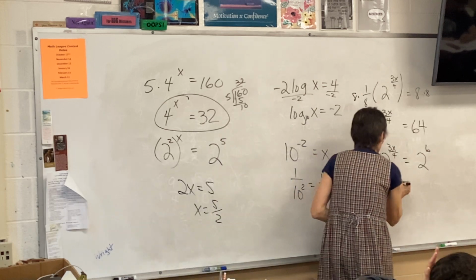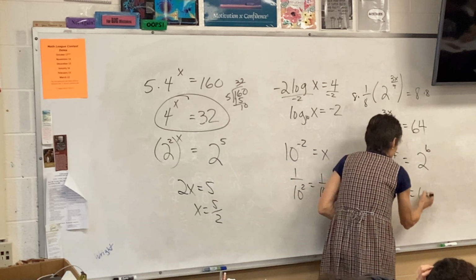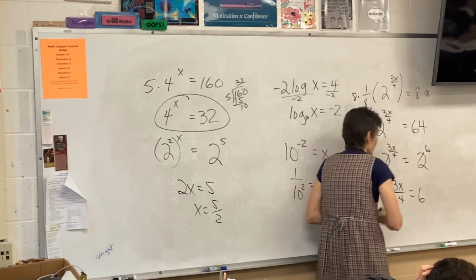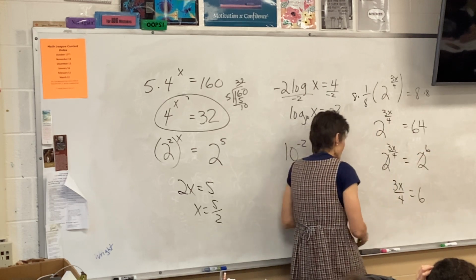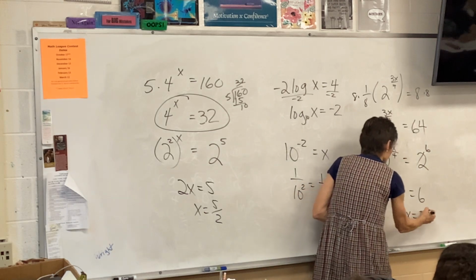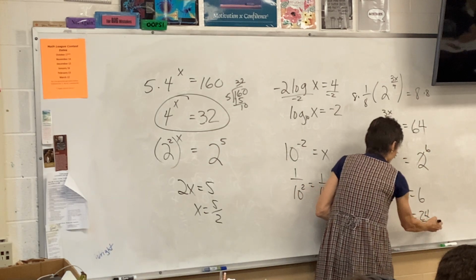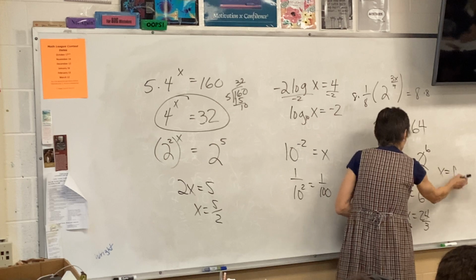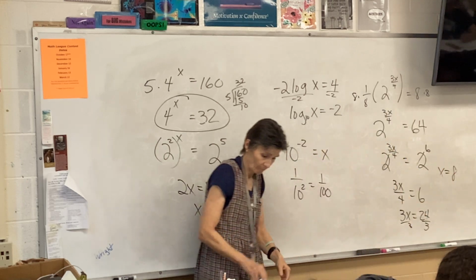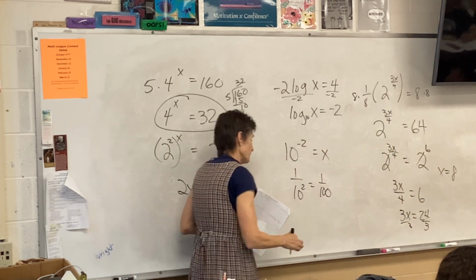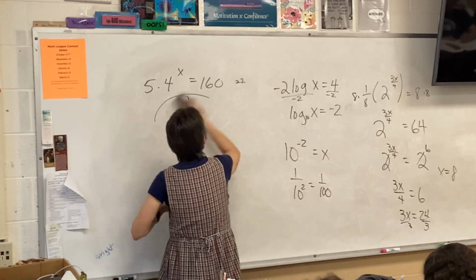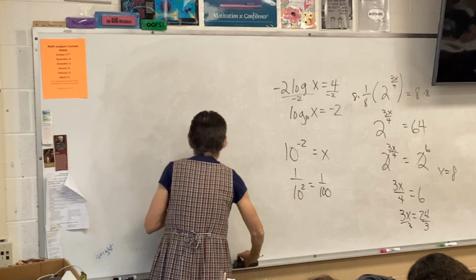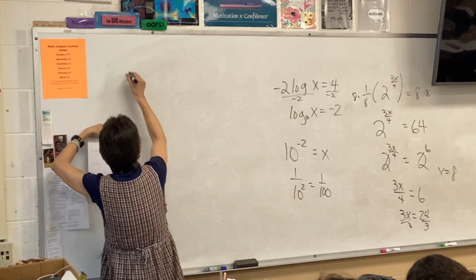So 3x over 4 equals 6. Once the bases are the same, I don't need them anymore. Times by 4 and divide by 3. So what's x? 8. Easy, easy, easy. All right, E looks good.